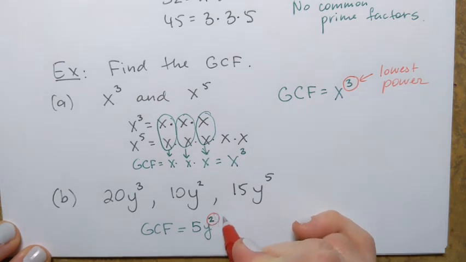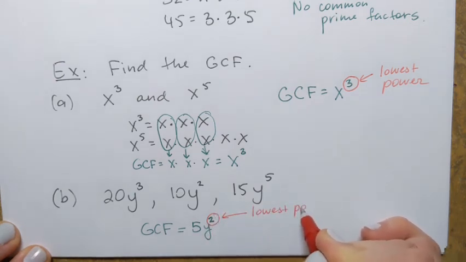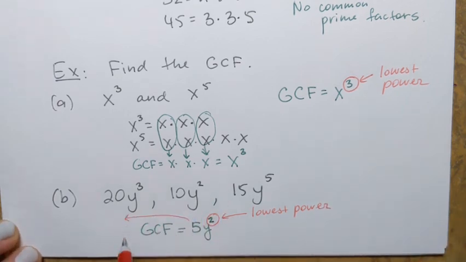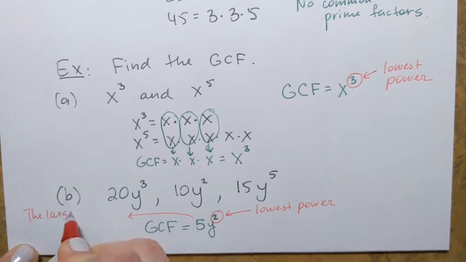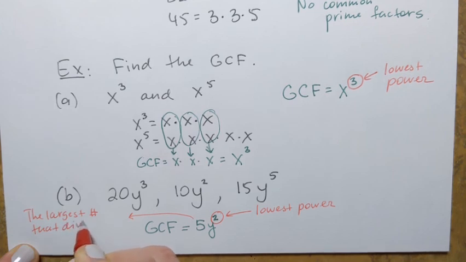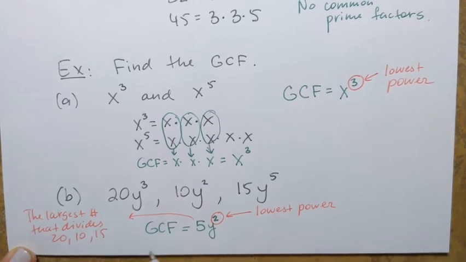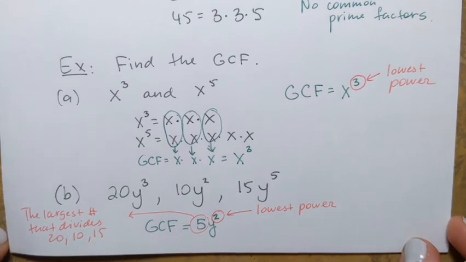So that is the lowest power among present powers. And then 5 is the largest number that divides 20, 10, and 15. Like that. So that's how we think about the GCF.